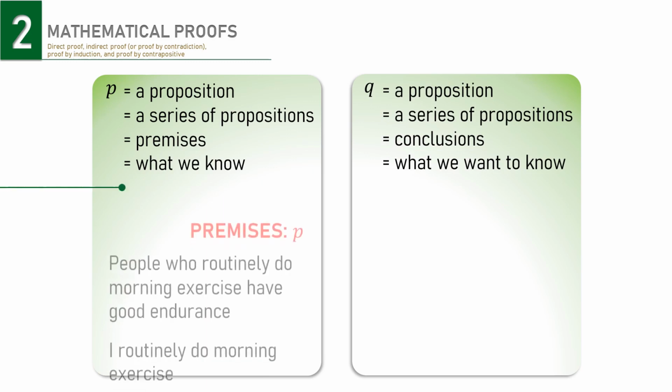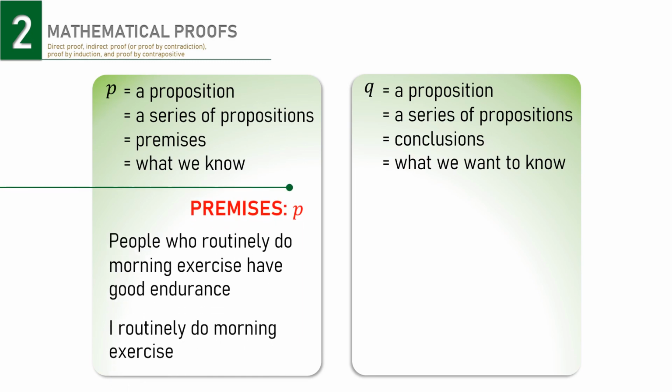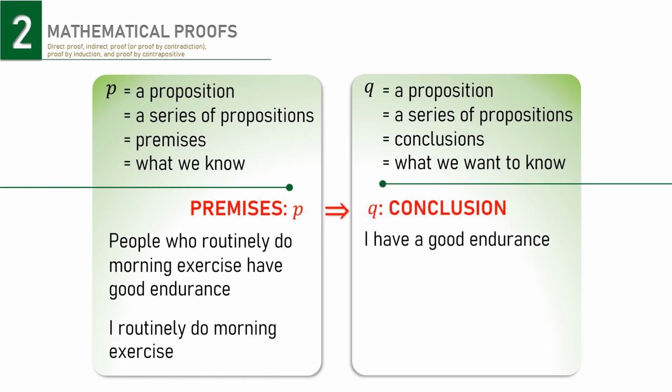People may have P as follows as premises: People who routinely do morning exercise have a good endurance, and I routinely do morning exercise. So the logical conclusion would be I have a good endurance.